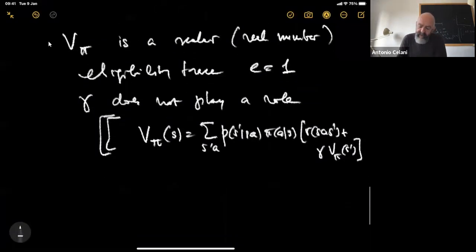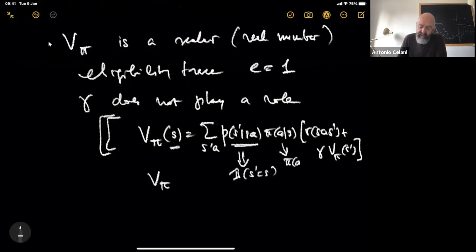So for a bandit, remember, there is no state. So this is just a scalar. All the indices here drop out. This object here for a bandit is one, the indicator function of the state, which remains the same. So this is your policy, and your policy doesn't depend on the state. So we can just put pi of a.